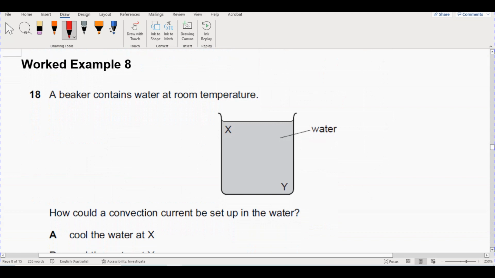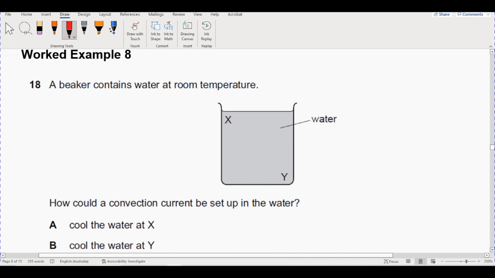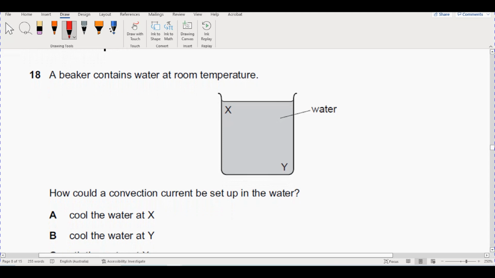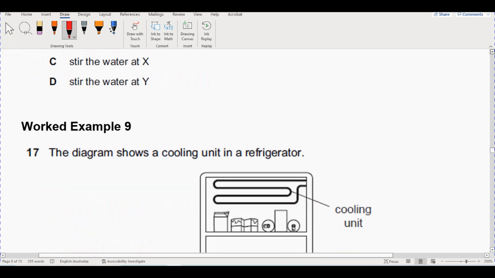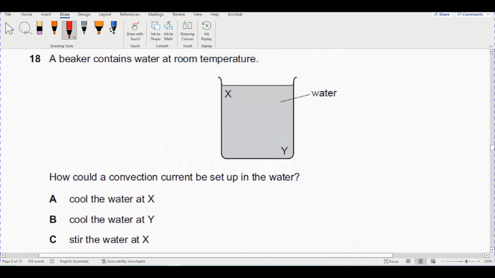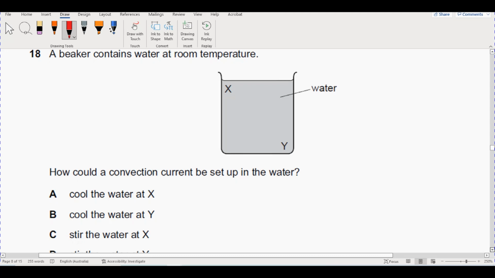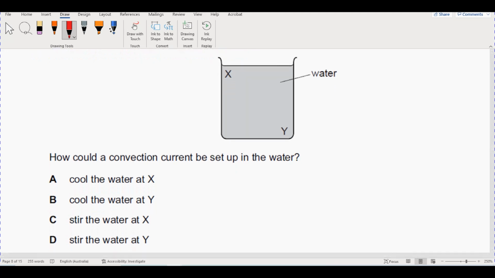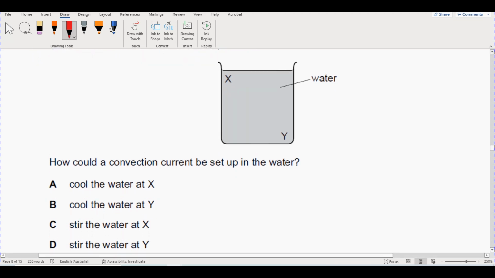Okay, a beaker contains water at room temperature. How could a convection current be set up in water? There are a few ways to do it. The first one is to cool the water: place some ice around X, or place some ice around Y. And also you can stir the water at X or stir the water at Y. Which one will you get?